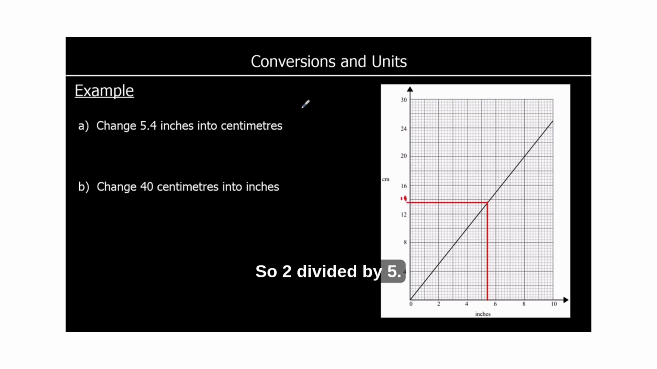So 2 divided by 5. 2 split between 5 is 0.4. So each of these is 0.4. So it's 0.4 less than 14, which is 13.6 centimeters.